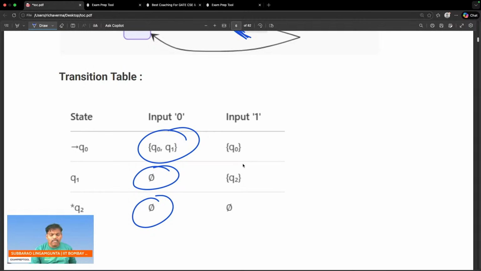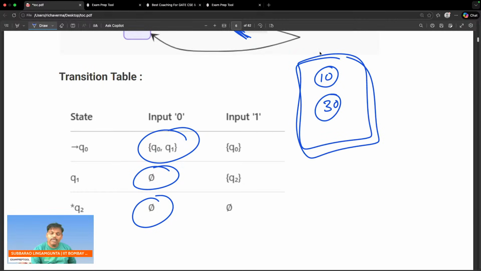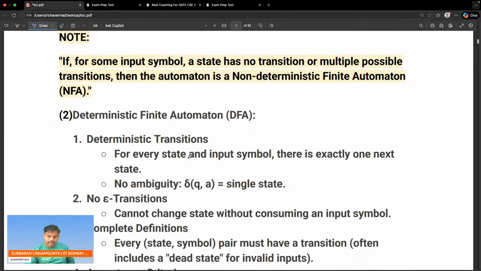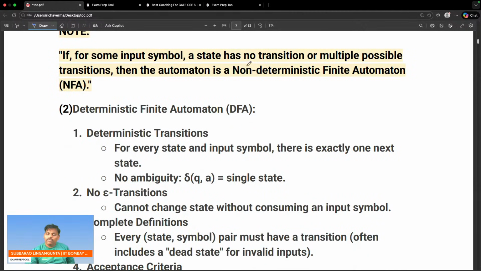You know very well about NFA. But if you observe clearly, in our classes, NFA we used to cover 10 problems, DFA we used to cover 30 problems. This is only for namesake, I have given it for definition purposes. See correctly: if for some input symbol a state has no transition or multiple transitions, then that automaton is known as an NFA. No transition also and multiple transitions also, that is called NFA.